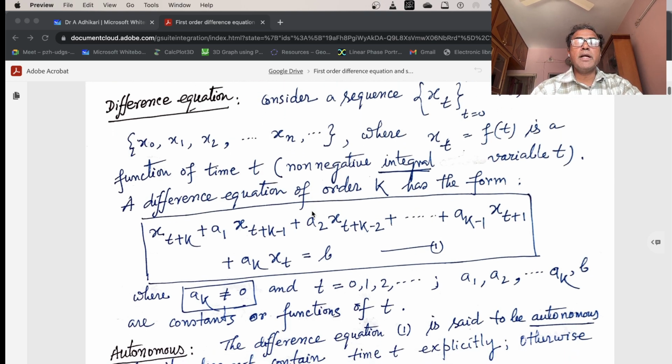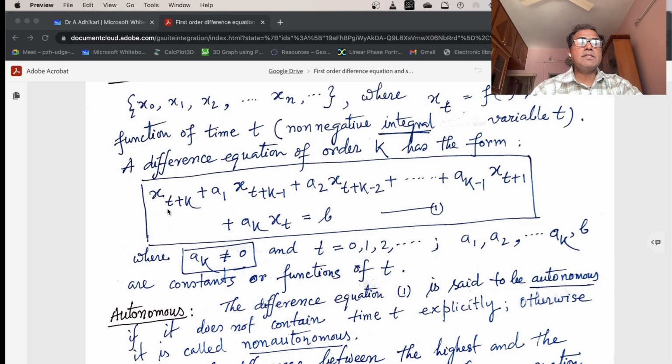A difference equation of order k has the form xt plus k plus a1 xt plus k minus 1 plus a2 xt plus k minus 2 and so on, plus ak xt equal to b. This is the difference equation of order k. Here the maximum suffix is t plus k and the lowest suffix is t. So t plus k minus t is equal to k, so the order of this difference equation is k.